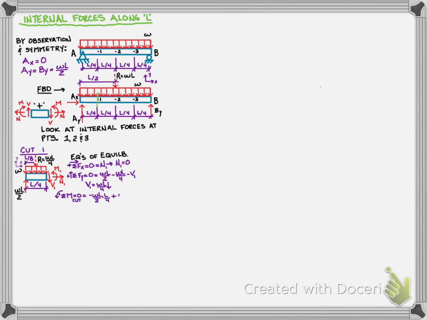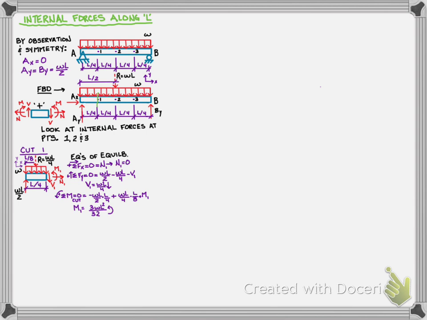And then for my internal moment, I'm going to take moments at the cut. Because I drew a resultant, I can have the WL over 4 times its length from the cut, L over 8, going in a positive direction per my chosen sign convention for that equation. My WL over 2 is L over 4 from the cut going in a negative direction, plus my M1 moment. And so I'm going to get that the internal moment is 3/32 of WL squared.